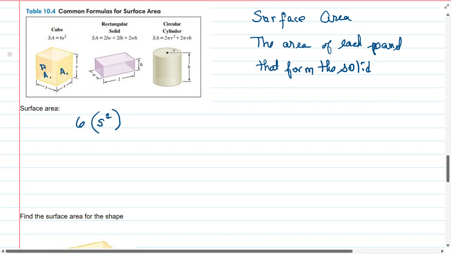Then we have that rectangular solid. The rectangular solid says that we have two of each area. So the surface area of a rectangular solid is the area of the top and bottom, length times width, plus 2 times the two ends, which is also length times width of those measurements.